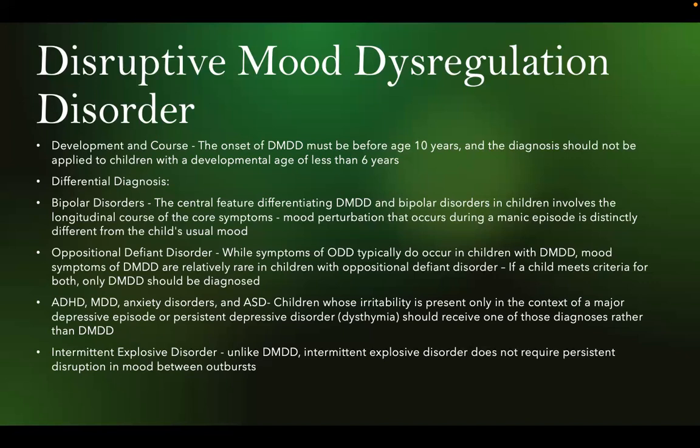Then there are attention deficit hyperactivity disorder, major depressive disorder, anxiety disorders, and autism spectrum disorder. How DMDD is different is that children whose irritability is present only in the context of a mood episode would not receive the diagnosis of DMDD. Again, this is a manifestation that is characteristic of the child. It is basically always present.